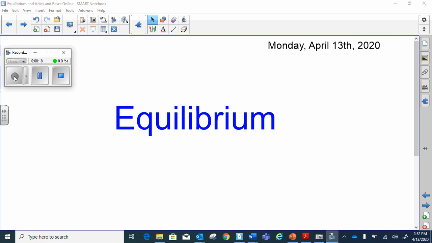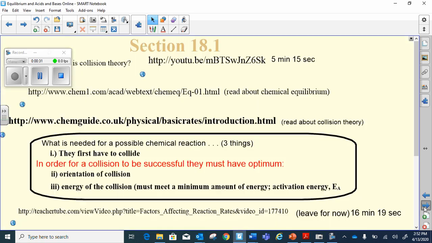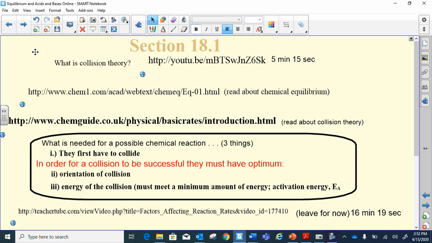The first one, equilibrium, involves a discussion of the collision reaction theory. You would have discussed this over the years in each of your science courses, but maybe perhaps without the name. Collision reaction theory simply states, or discusses rather, how a reaction takes place.